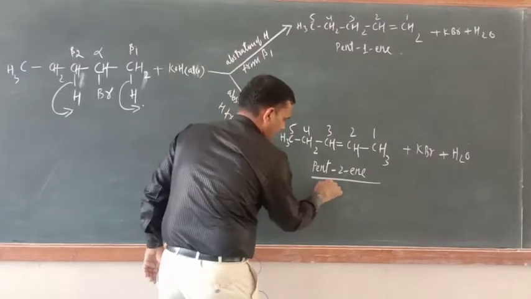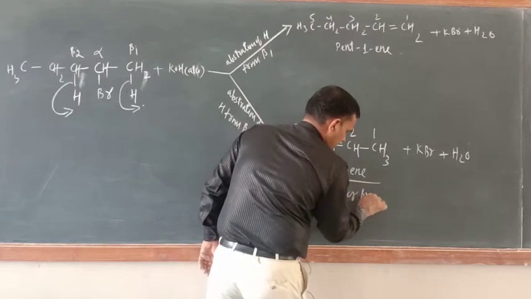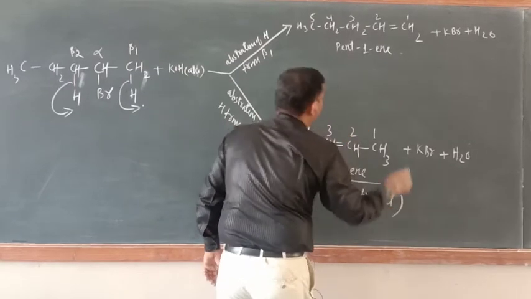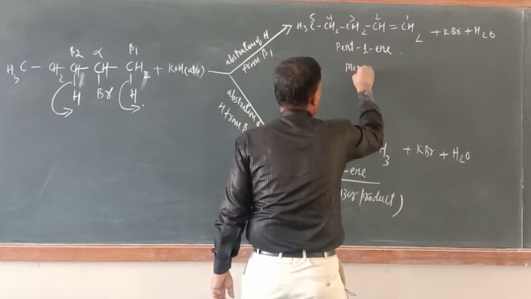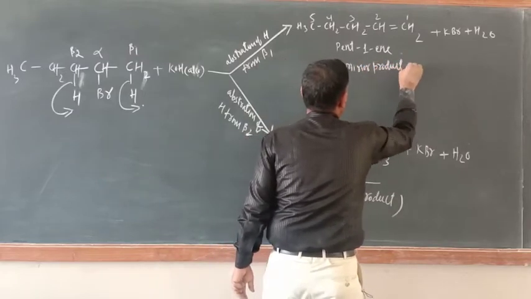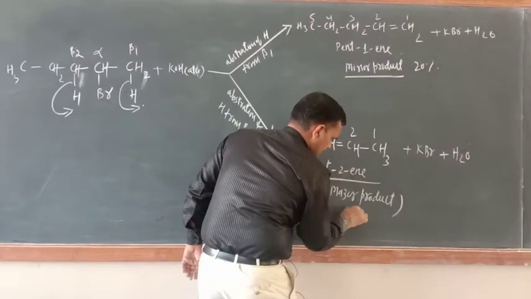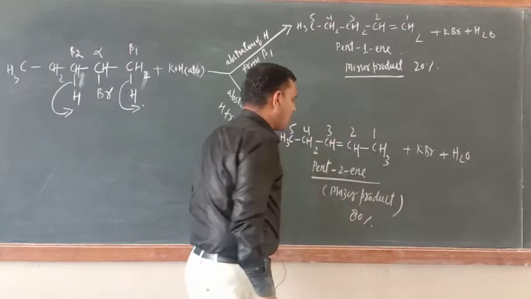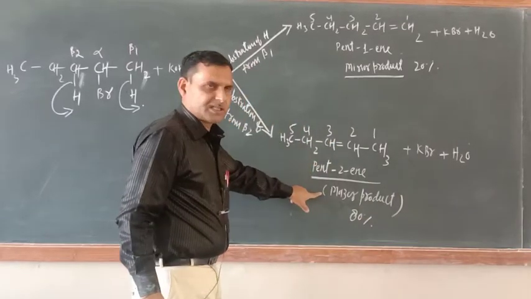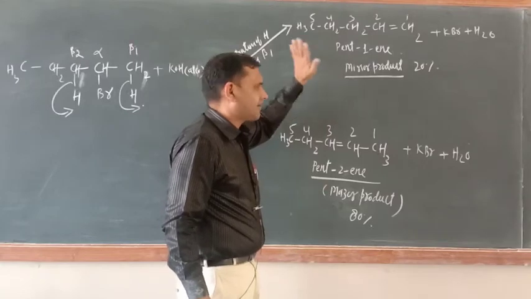This is the major product. Now this is the minor product. This is only 20%. What about this one? This is 80%. So on what basis am I telling that this is the major product, and on what basis am I telling this is the minor product?